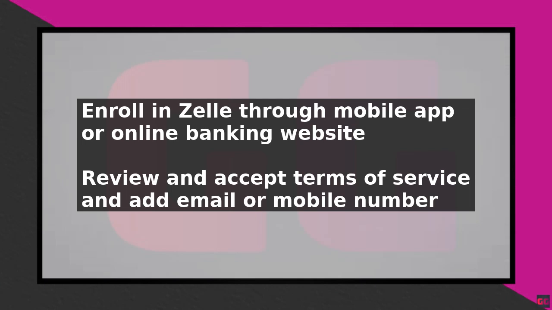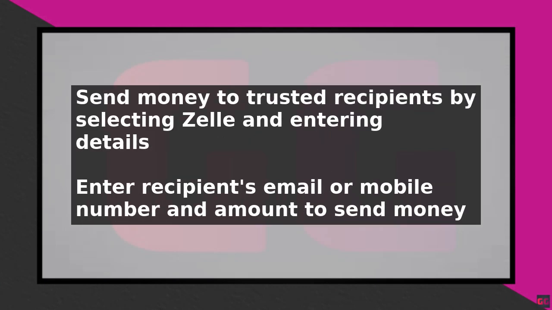Once enrolled, you can send money to friends, family, or people you trust to do this. Select Send Money with Zelle. Enter the recipient's email address or mobile number and the amount you want to send. You can also add a memo to the transaction for your records.